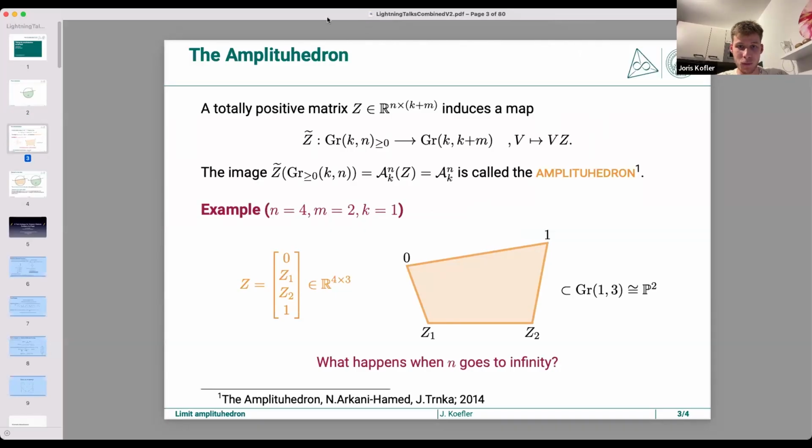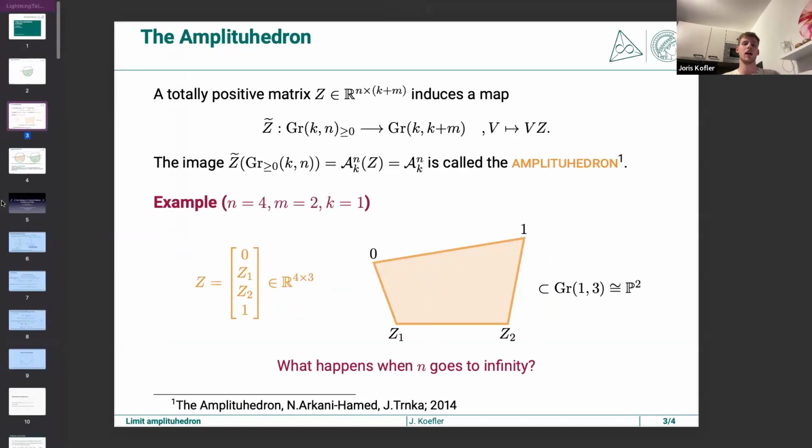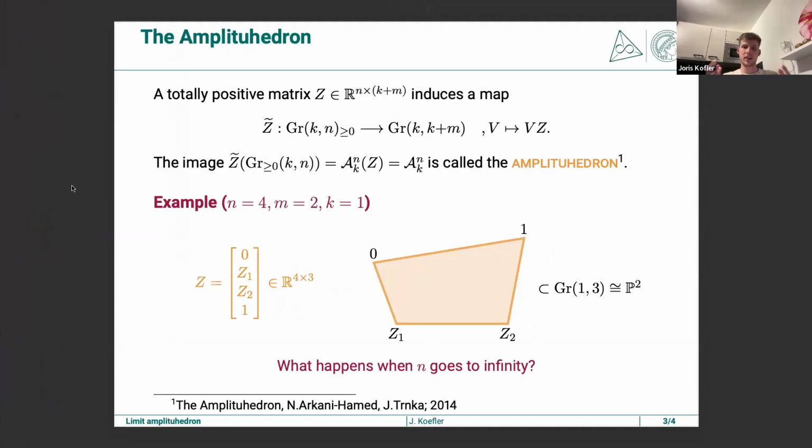Really, what we want is, we take a totally positive matrix Z. This induces a well-defined map from the totally non-negative Grassmannian Gr(k,n) to the Grassmannian Gr(k,k+m), basically by multiplying with Z on the left. Then Yara and Nima in 2013 or 14 defined this image to be the amplituhedron. And as Marcus has told us, this captures important scattering amplitudes in super Yang-Mills theory.